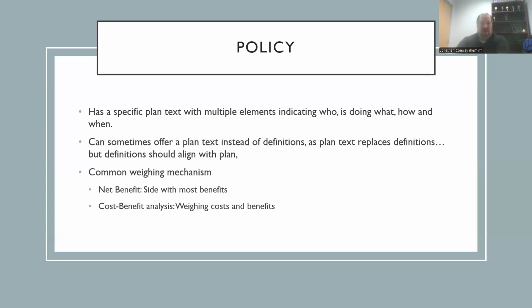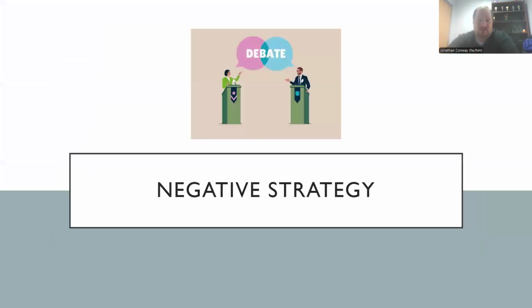Common weighing mechanisms: net benefit, where the side with the most benefits wins, and cost benefit analysis, weighing the costs and the benefits to decide who wins. I really like cost benefit analysis. I think that can fit in most policy or future fact resolutions. I think net benefits is tricky because, A, it sounds confusing for a judge that doesn't know what's going on or is new, but also you're just adding benefits as opposed to weighing the costs and the benefits. So I feel like this sets up policy better. That's one I recommend a lot of people use.